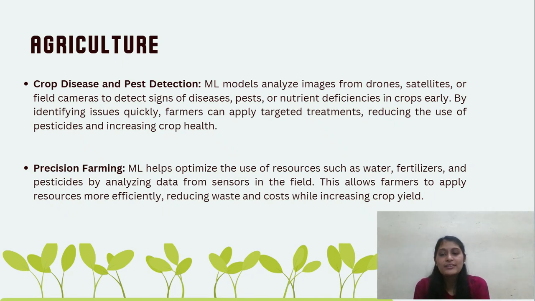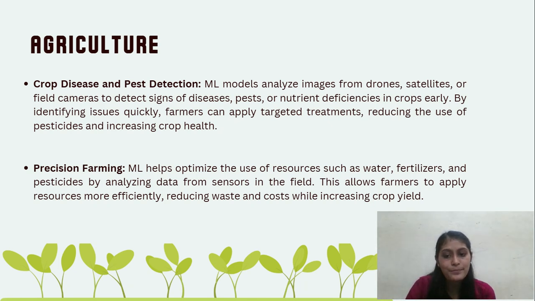Then we have the next application of machine learning, in the agriculture sector. The first one is crop disease and pest detection. It is like disease detection and prediction in humans, but it can be used in the agriculture sector too. ML models can analyze images from drones or field cameras to detect signs of disease and pests. By identifying issues quickly, farmers can apply targeted treatments, reducing the use of pesticides and increasing crop health. Then next we have precision farming.